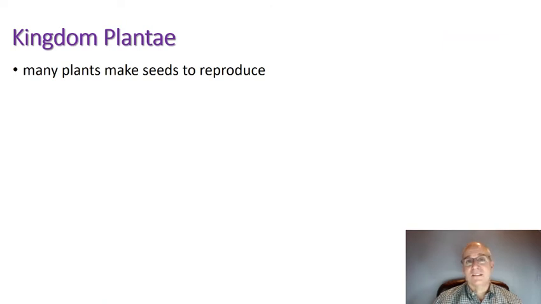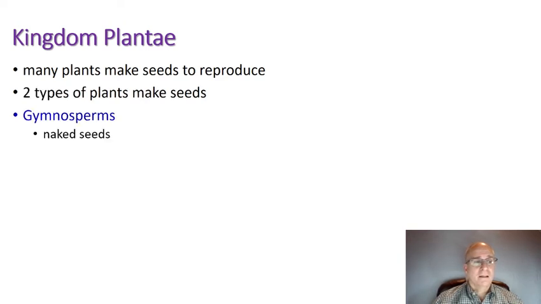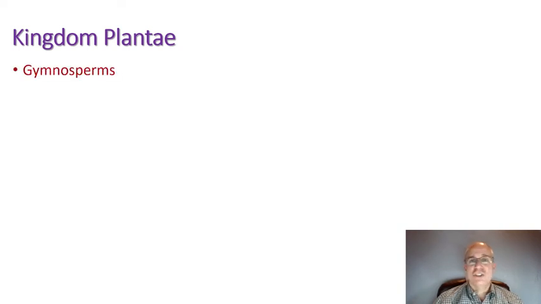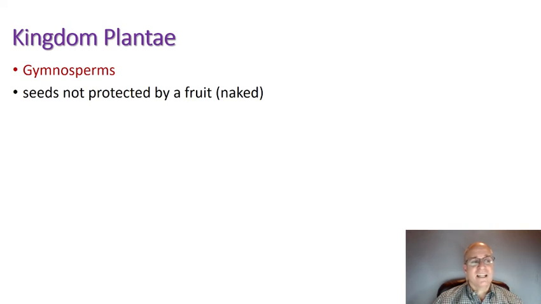So many plants are going to be responsible for making seeds to reproduce, and there's two types that I would like to talk about. The gymnosperms, which are those plants that have naked seeds, in other words, they don't put a fruit around them, and the angiosperms, which are generally called the flowering plants. Gymnosperms, as I said before, their seeds are not going to be protected by a fruit, so they're quote-unquote naked.